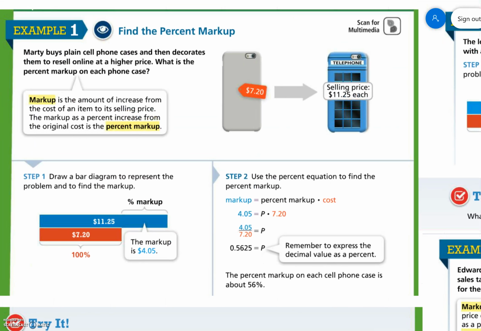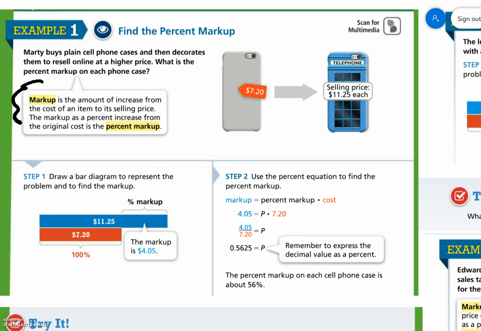All right. Example number 1, find the percent markup. So percent markup is a lot like percent increase, but a markup is just talking about money. Marty buys plain cell phone cases and then decorates them to resell online at a higher price. What is the percent markup on each phone case?